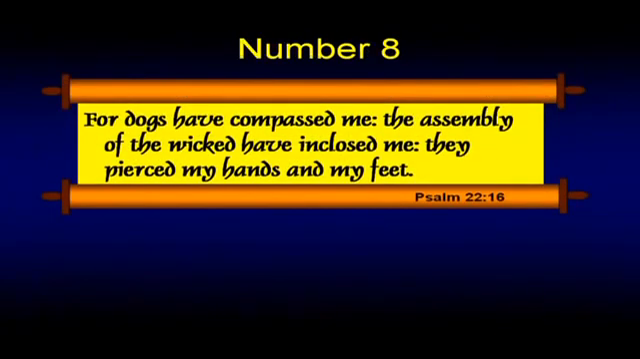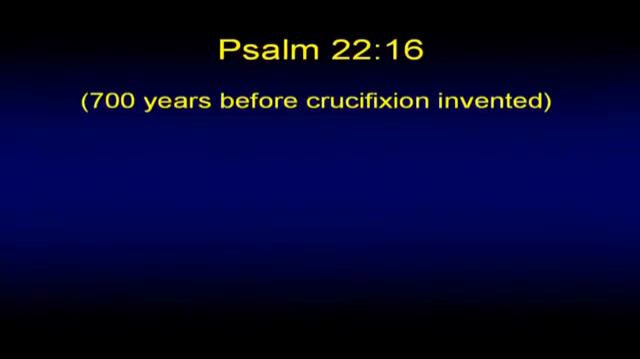Last one, just to wrap it up. For dogs have compassed me, the assembly of the wicked have enclosed me, they pierced my hands and my feet. That's a very strange death to be described in the Psalms, because the official form of execution in Israel was stoning, not crucifixion. This was written 700 years before crucifixion was invented. It was invented by the Persians and widely adopted subsequently by the Romans.